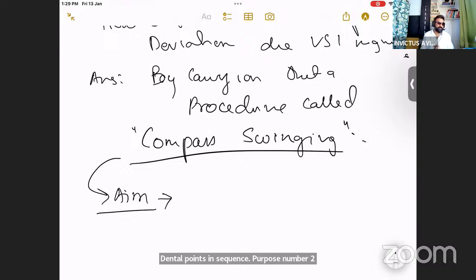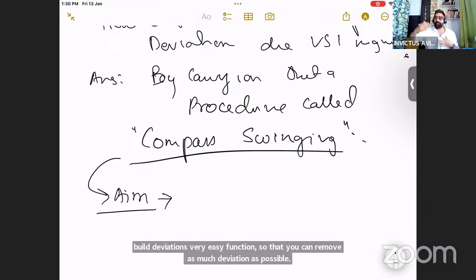Purpose number 2, to correct and to remove as much deviation as possible. How is this correction done, students? It's very exciting to know. There is a hardware related correction you can do on your compasses. Basically there is a screw in a compass. That screw you can tighten or loosen to adjust for certain inbuilt deviations. Very easy function, so that you can remove as much deviation as possible.